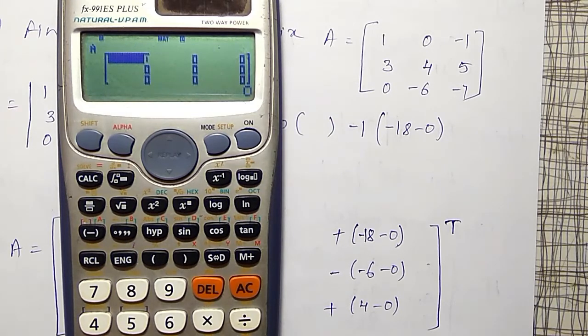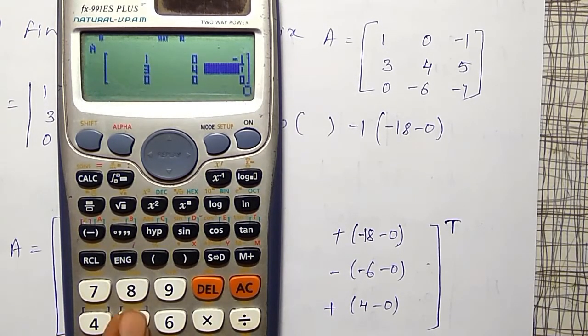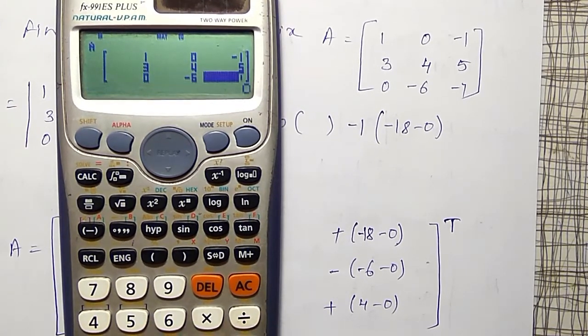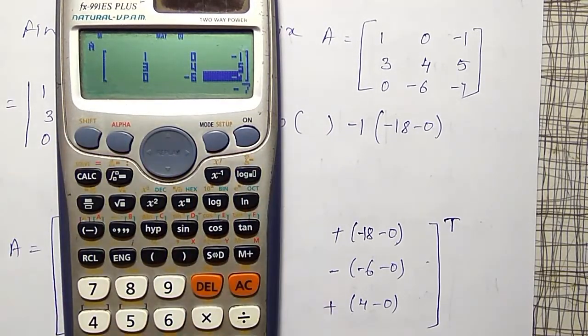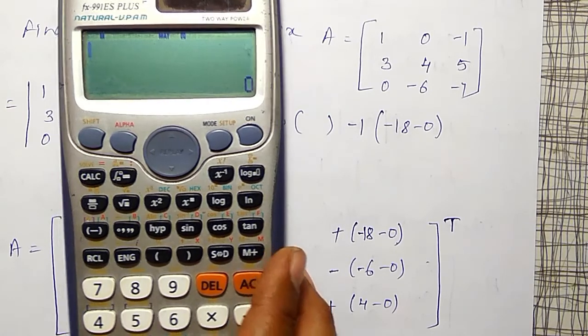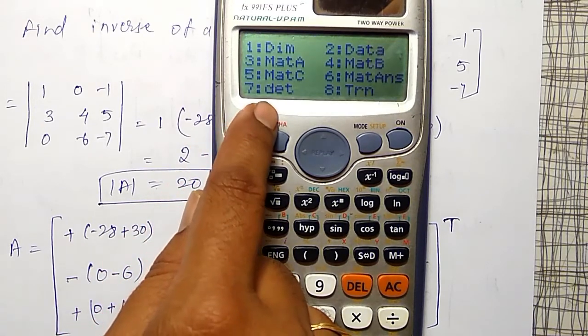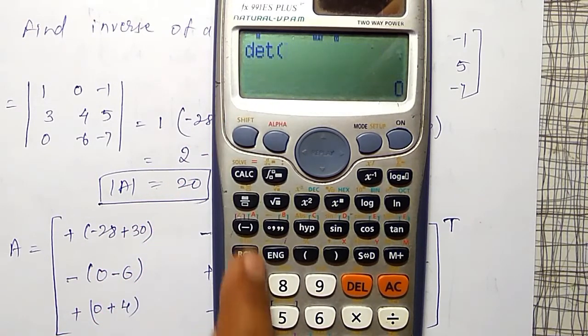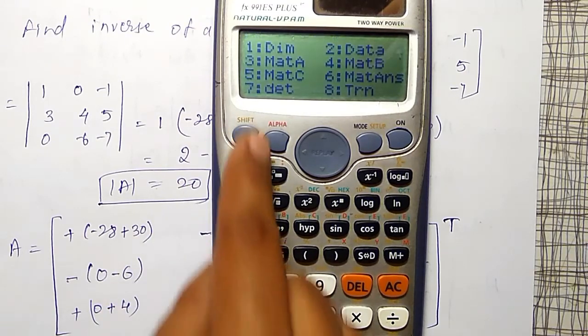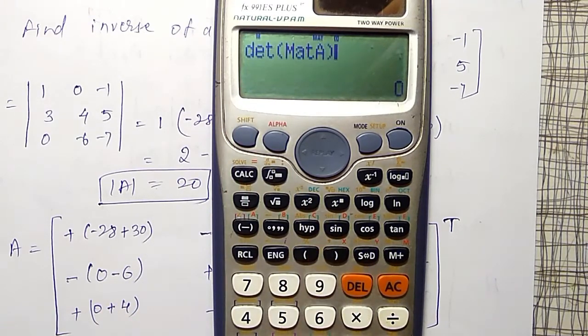Therefore, first option, I will enter the elements: 1 equal to, 0 equal to, -1 equal to, 3 equal to, 4 equal to, 5 equal to, next 0 equal to, -6 equal to, -7. This matrix has been entered here. Then you can press the AC button so that matrix A is stored. Its determinant I have to check first. To find its determinant, shift 4, DET option is there, 7. And determinant of matrix A, shift 4, I have to recall that matrix A, that is option 3. Close the bracket. You can check the determinant easily.